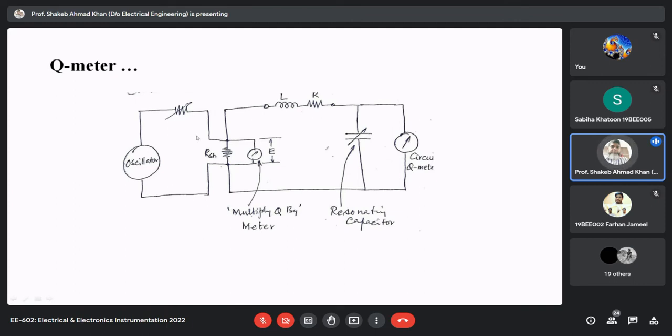So this resonance can be achieved in two ways: having a variable frequency oscillator and fixed capacitor, or fixed frequency oscillator and variable capacitor. So by varying the capacitance or by varying the frequency, whatever may be the case, we are supposed to achieve resonance for a given coil.